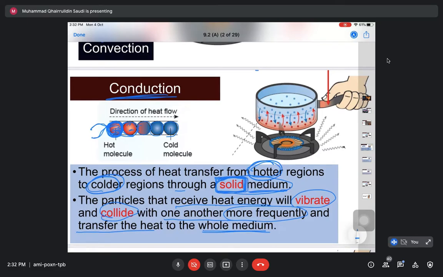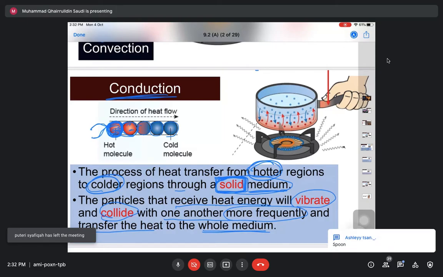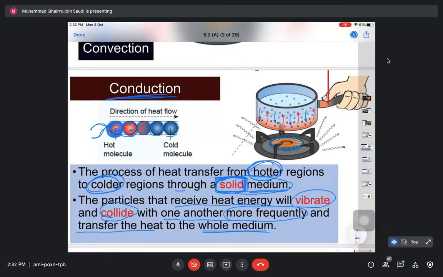Can you name one example selain daripada periuk? Boleh tak? Can you name one thing that, yes, good, spoon. Lagi, can you name more examples that show conduction of heat? Tin, good. What are others?